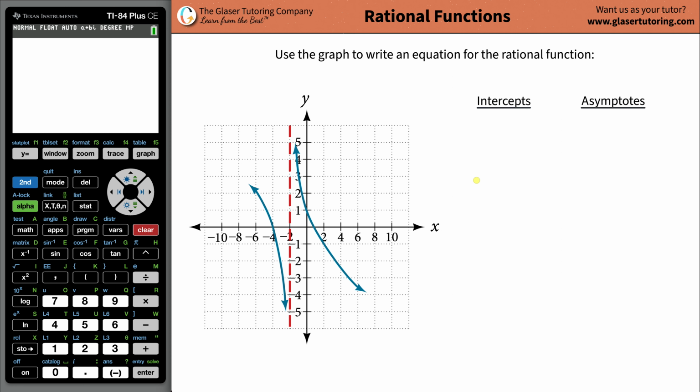Hi, I'm Andrew. Today I would like to teach you how to use the graph to write an equation for the rational function. Now, we're going to focus on two things, intercepts and asymptotes. That's going to help us create the function.